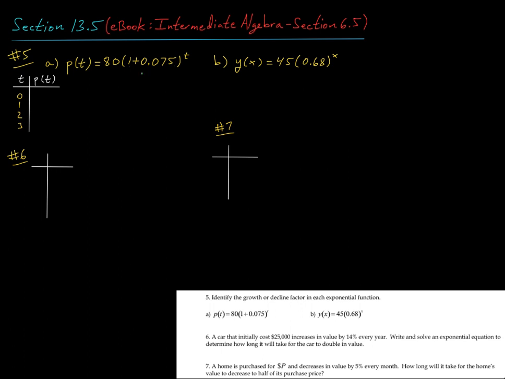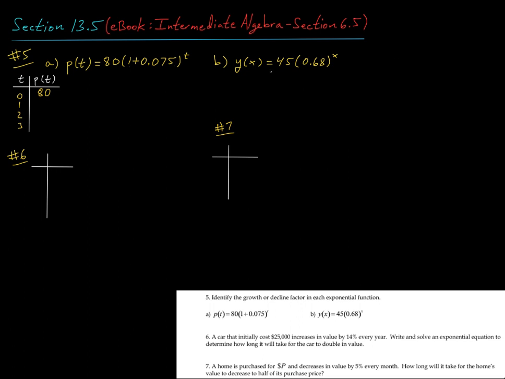Okay, so for part A, we have the function p of t is equal to 80 times this quantity 1 plus 0.075 raised to the t power. And let's suppose t here is, say, number of years, some reference point. And so let's say t is 0. Then I'm going to get this number raised to the 0 power. That's going to equal 1. And 1 times 80 is 80. So in other words, 80 here is our initial value.